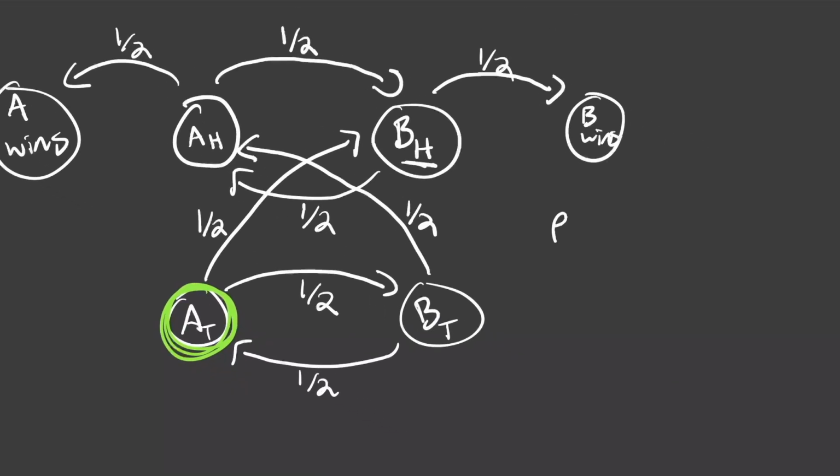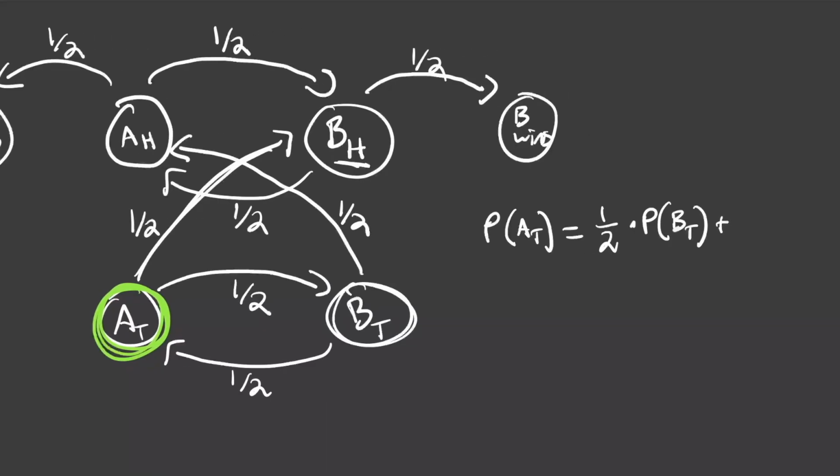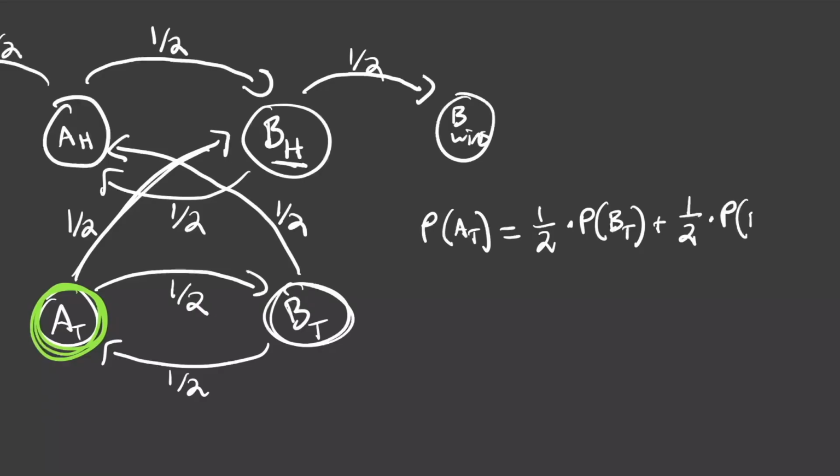I'll call the probability of A sub t the probability that A wins from this state, and we know that's equal to 1/2 of the probability that we win from this state, because we go to that state with 1/2 probability, right? So I'll say 1/2 times the probability of B sub t, or we could go to this state up here. So we add on 1/2 probability that we go to that state, which is B sub h.